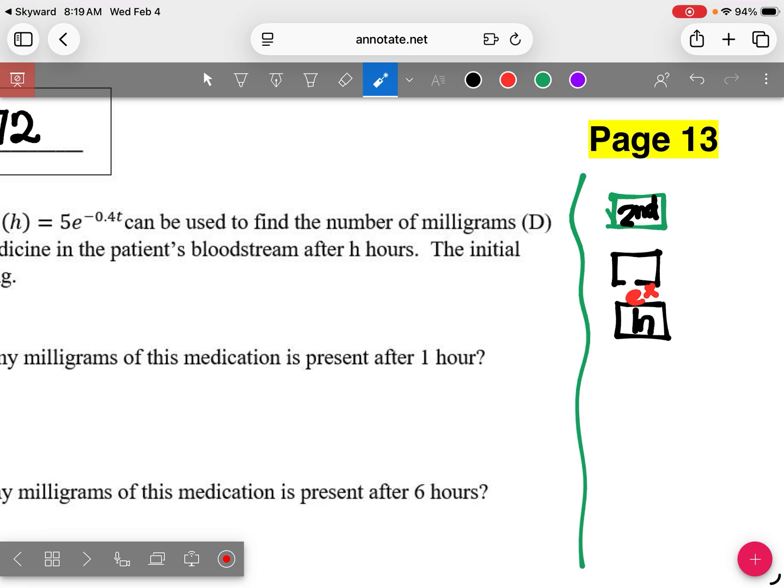Did your calculator say 2.7 and some numbers? Okay, that's how we get E. That's really important because we're going to use E a lot.